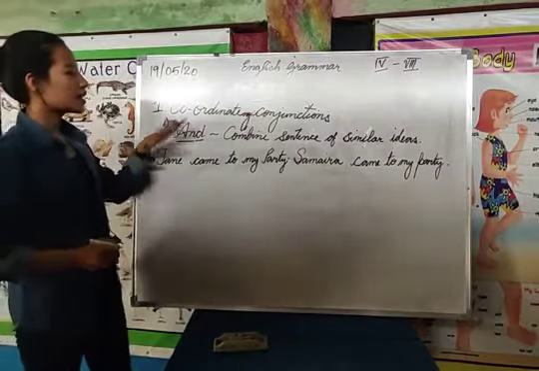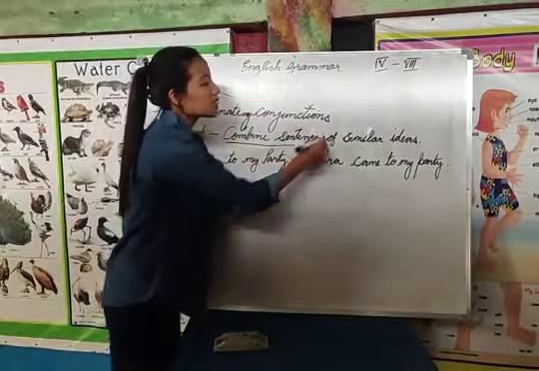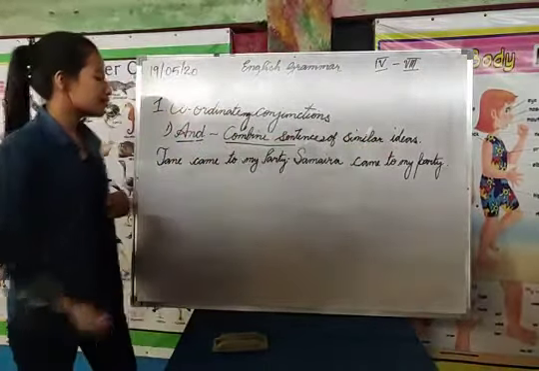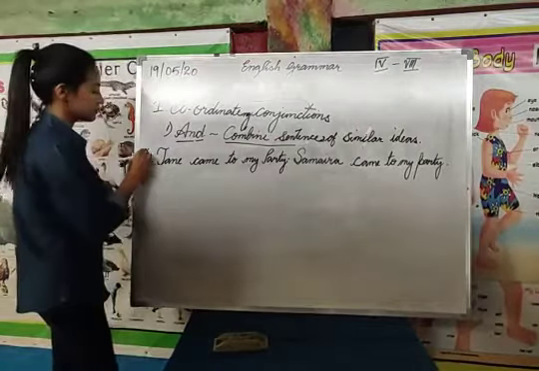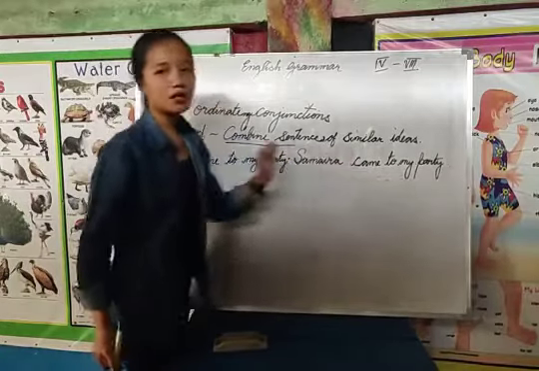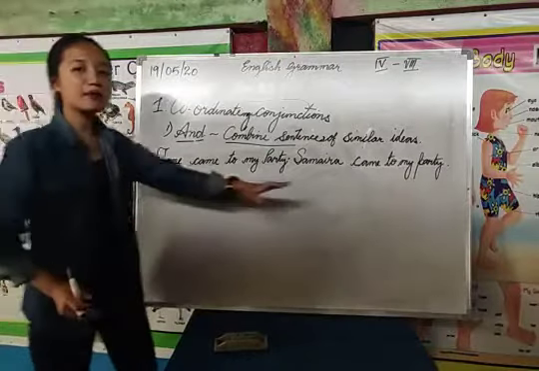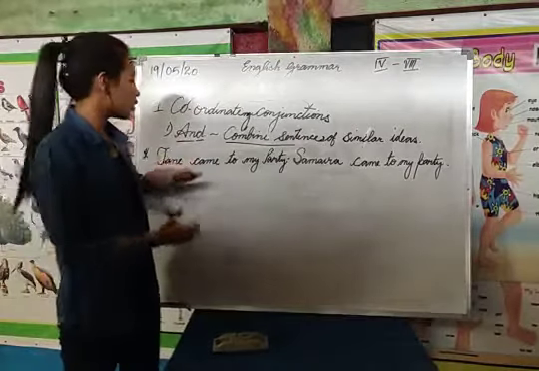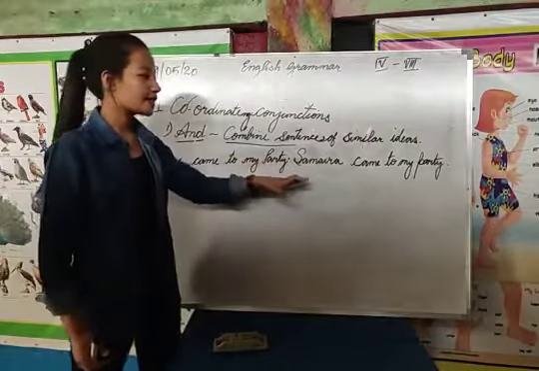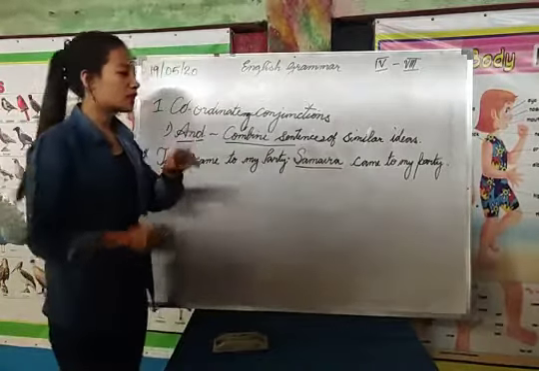And is a coordinating conjunction which is used to combine sentences of similar ideas. So let me explain with an example. Just have a look at this sentence. Jane came to my party, full stop, and Samira came to my party, full stop. So here, these two sentences have a similar meaning, right? I called Jane and Samira to my party. They came to my party. So coming to my party is the similar action they do, but Jane and Samira are two different people who do the same action.